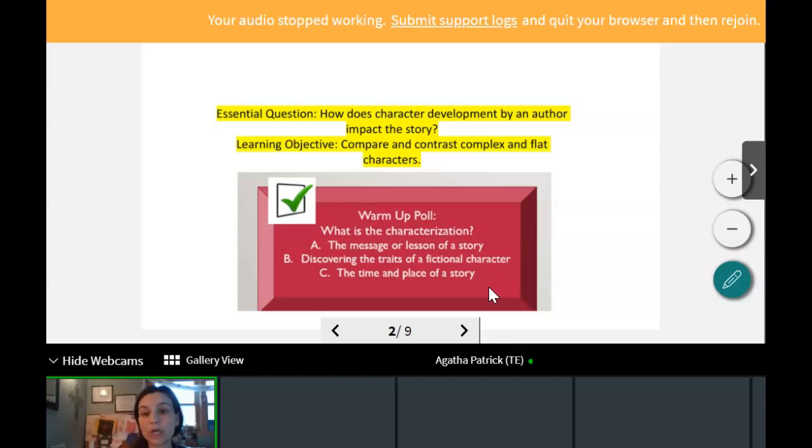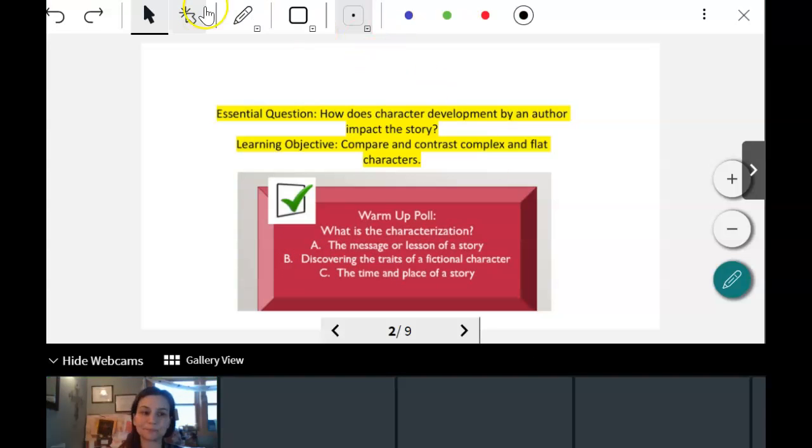Okay, great job, John. Great job, Sarah. Thank you for answering in the poll. You are correct. Characterization is discovering the traits of a fictional character. Our answer is going to be B. Let's circle that one. Discovering the traits of a fictional character.